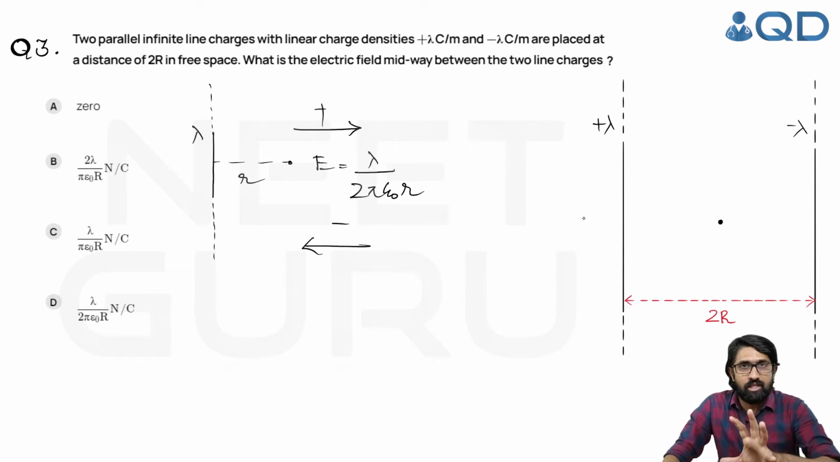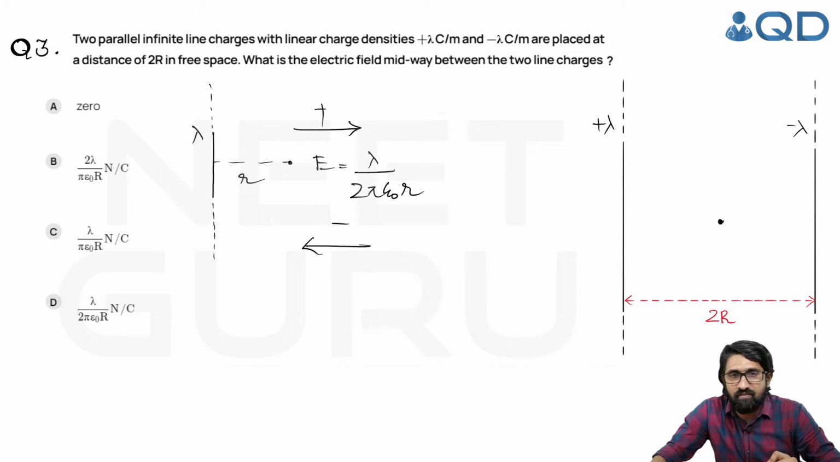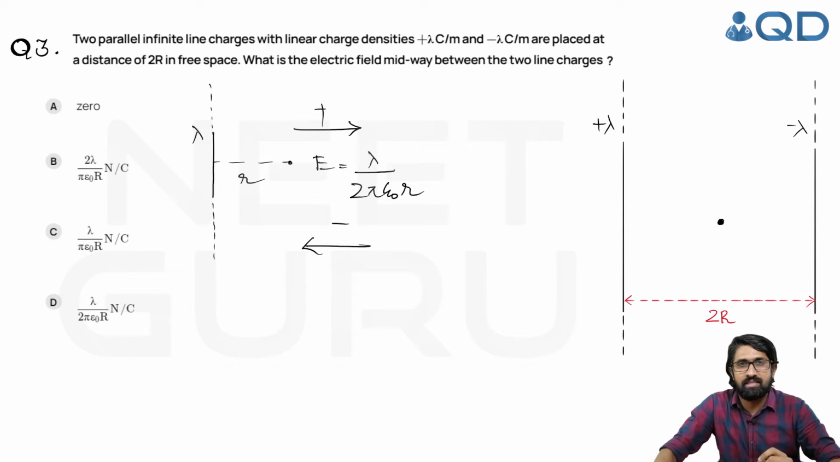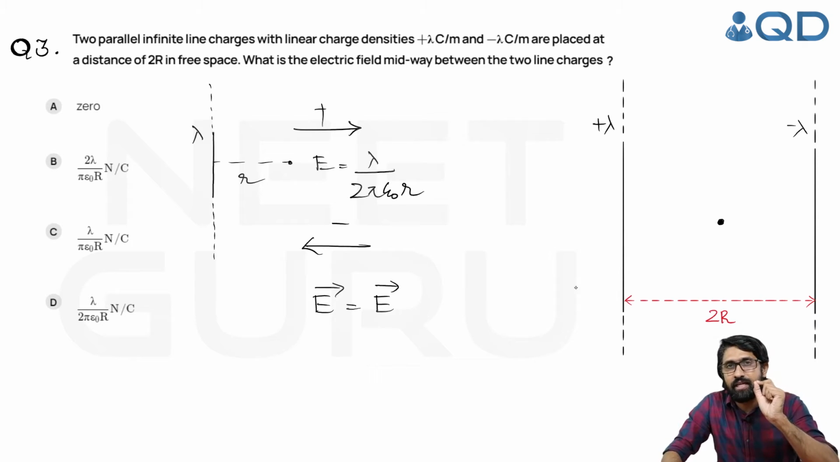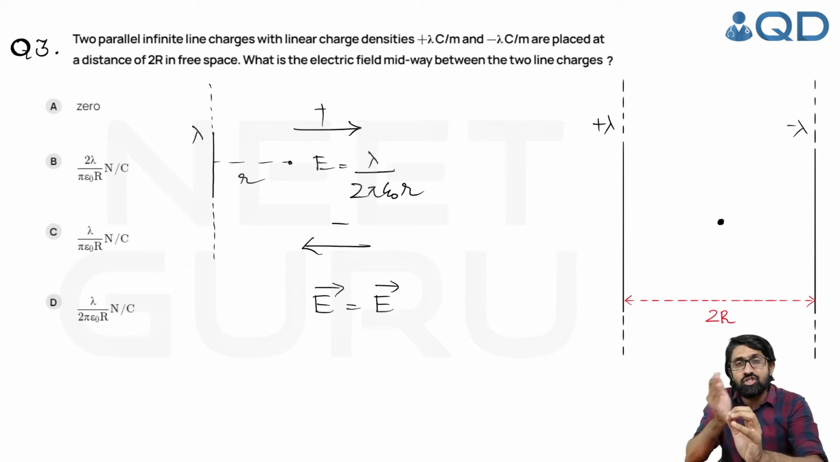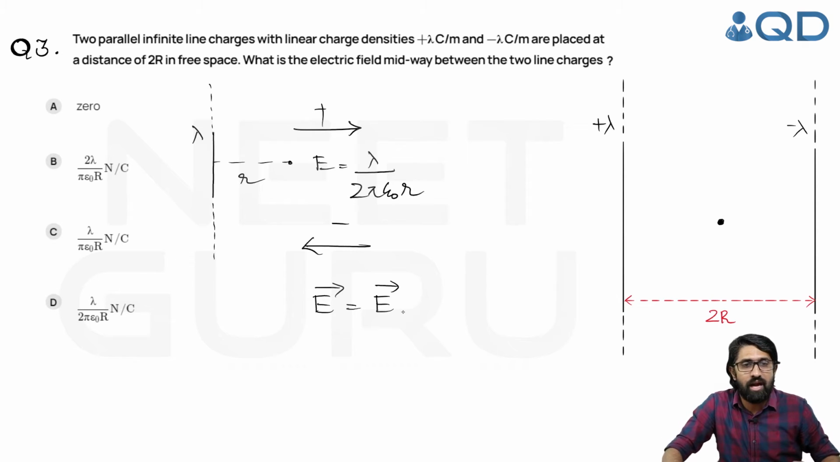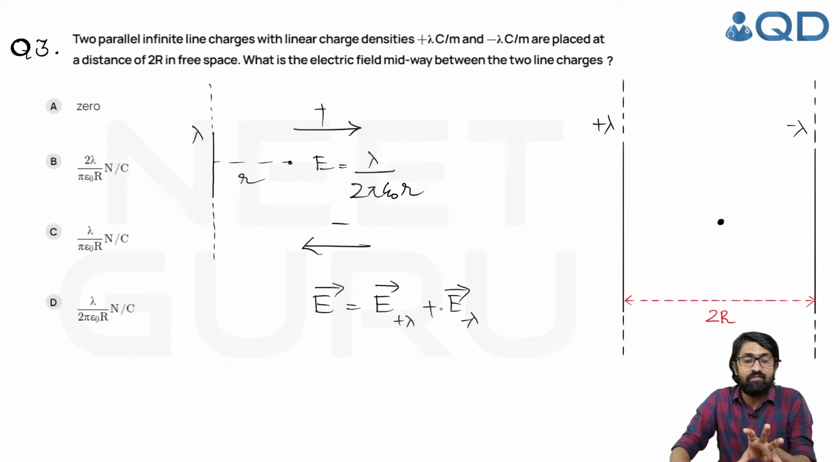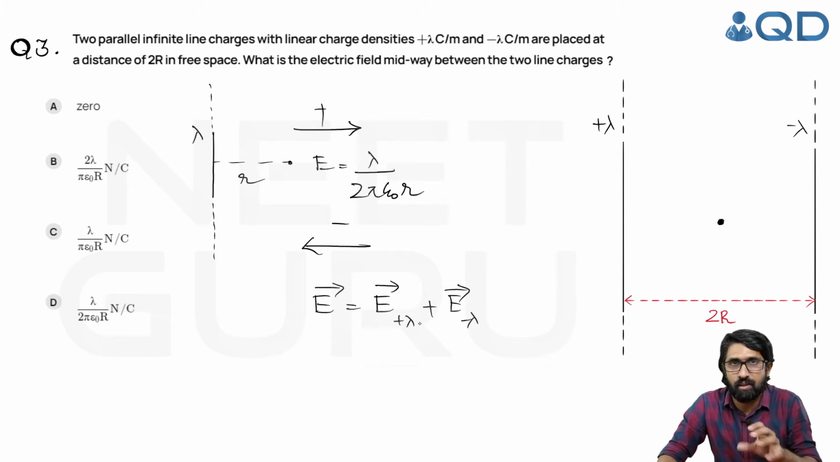Another thing to note here is that the net electric field at this point, since there are two line charges in that region, the net electric field vector, will be equal to the vector sum of the individual electric fields experienced at that point due to each line charge distribution. So you have E plus lambda vector plus E minus lambda vector, and that will give you the net electric field at this point, and that is from the superposition principle.